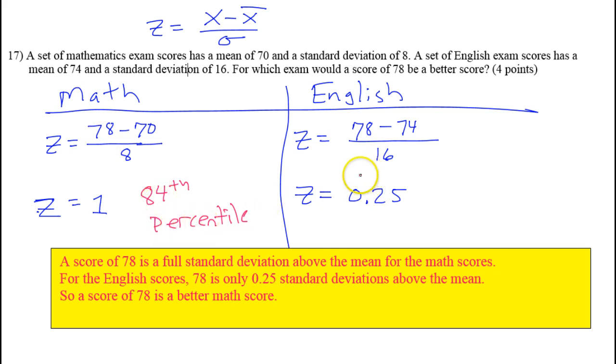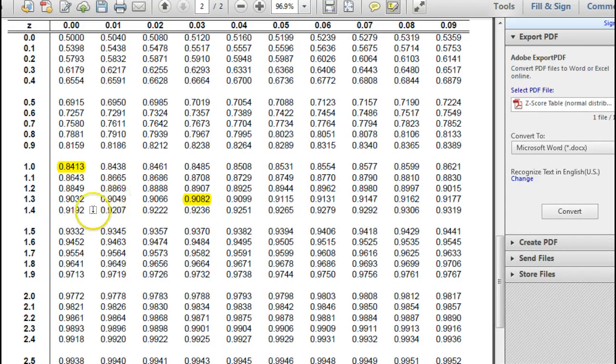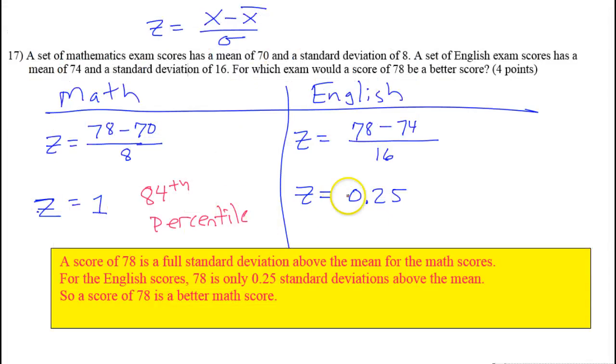So what about for English with the 0.25? Let's check that out. So let's see, 0.25. Here's 0.2, and this would be 0, 1, 2, 3, 4, 5. That's 59.87. That's almost 60%. So for this conversation, I'm just going to go ahead and round that and say that this is very close to the 60th percentile.